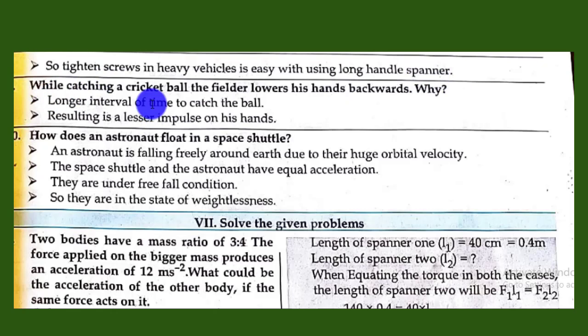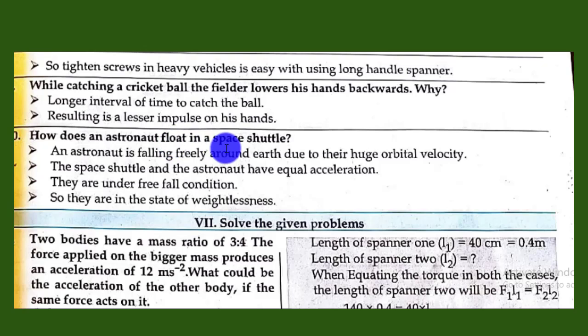Then, while catching a cricket ball, the fielder lowers his hands backwards to increase the time interval of catching the ball, resulting in a lesser impulse on his hands. If he lowers his hands to some extent, then the force acting on his hands will be reduced. In order to reduce the force, the fielder lowers his hands so that the effect of the force will be minimum. For this purpose only, he lowers his hands. What is the answer? A longer interval of time to catch the ball results in a lower impulse acting on his hands.